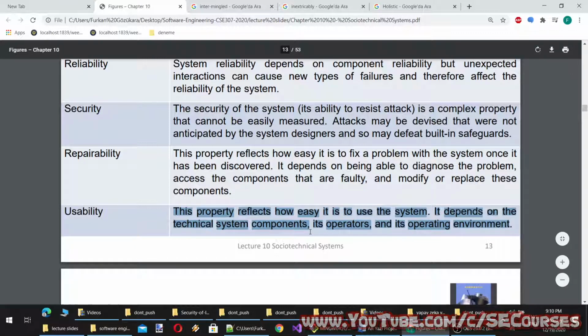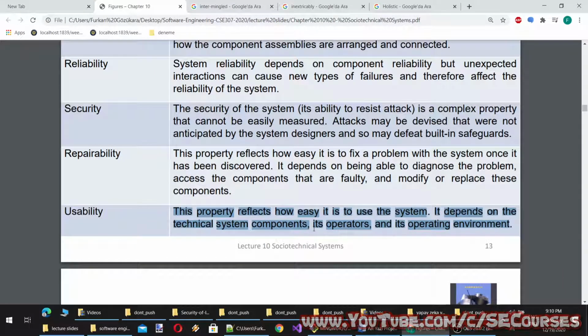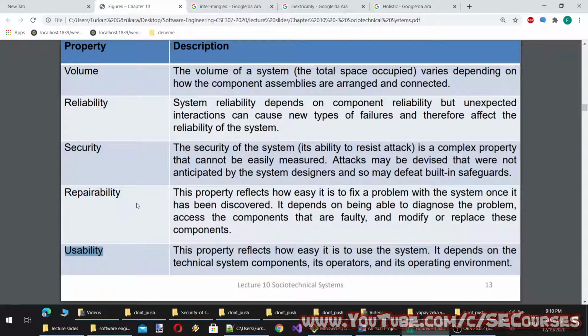And usability. This property reflects how easy it is to use the system. It depends on the technical system components, its operators, and its operating environment. Usability is also very important for clients, of course, because a system may be extremely complex and advanced, but if its usability is poor, you may have a hard time selling it. Therefore, usability is really important. Never take it lightly.